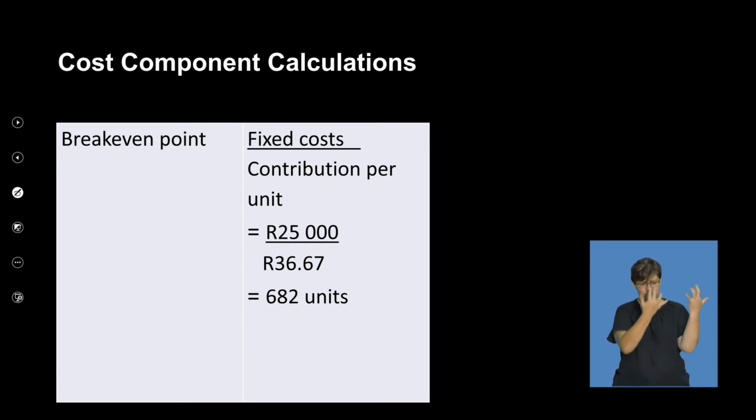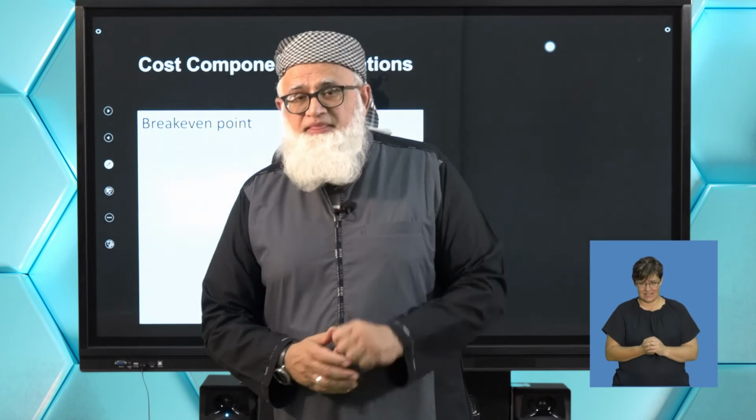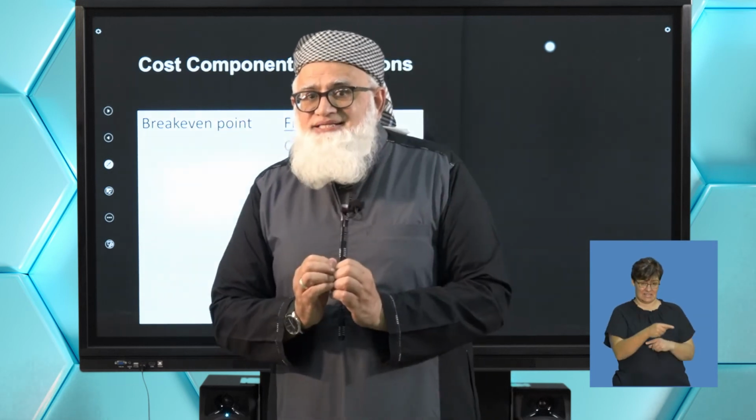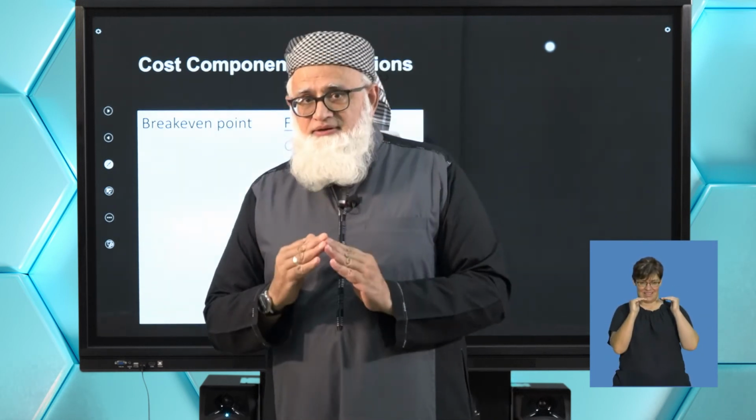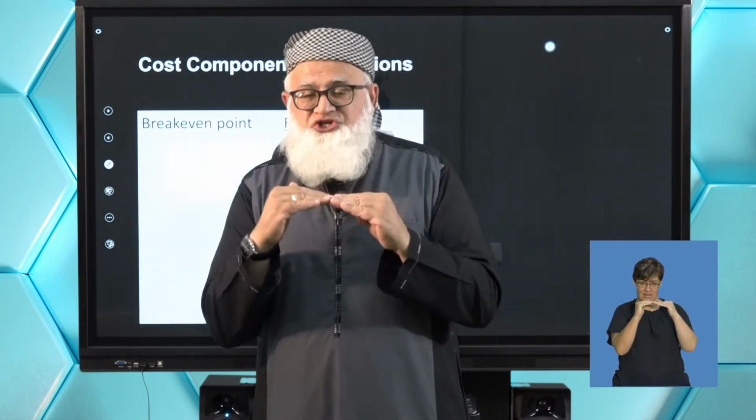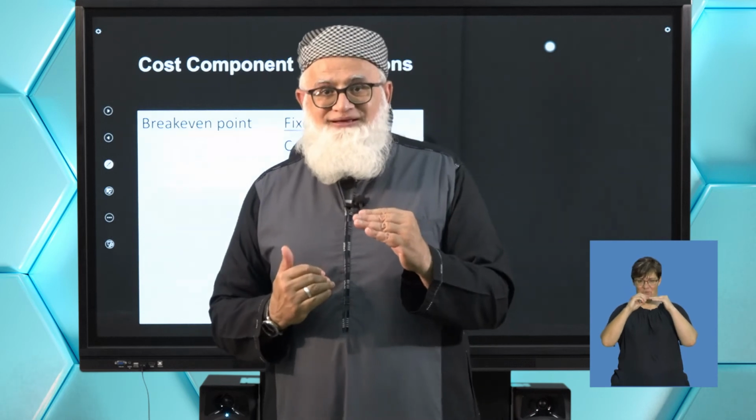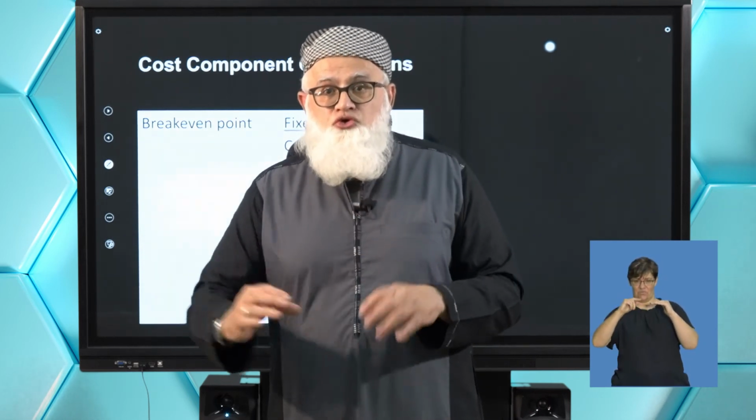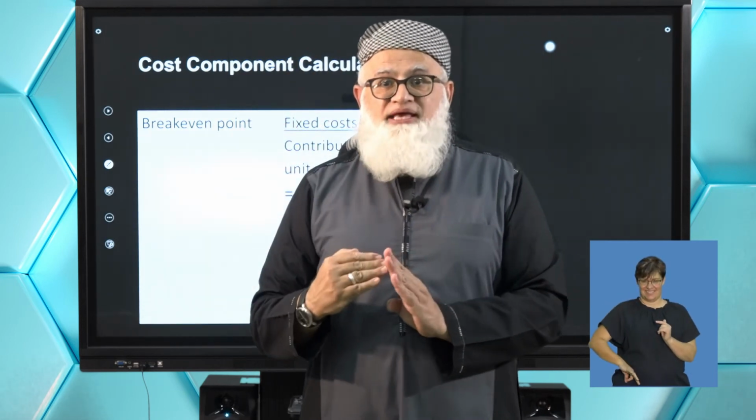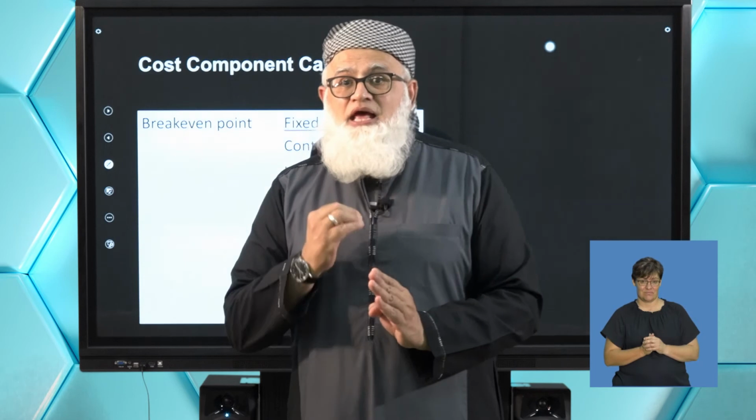So even before we go into the calculation, let us first understand what the break-even point is. The break-even point is the point at which the enterprise breaks even. In other words, when you reach that point of production, you have neither made a profit nor made a loss. It's at that point where your profit and loss is equal to 0. The moment you produce above the break-even point, you're now making a profit. And if you produce below the break-even point, you're making a loss.